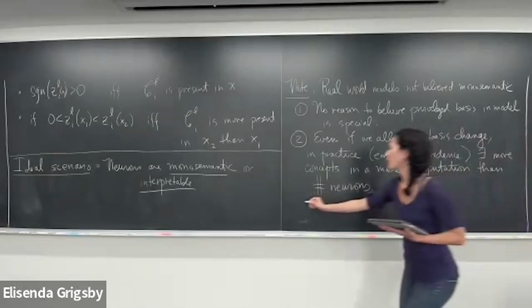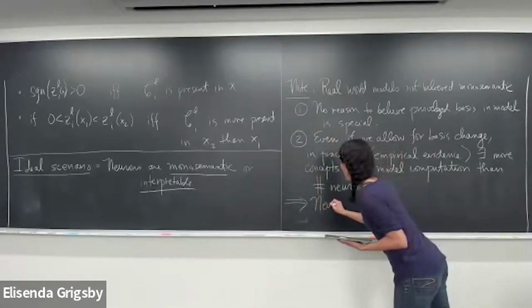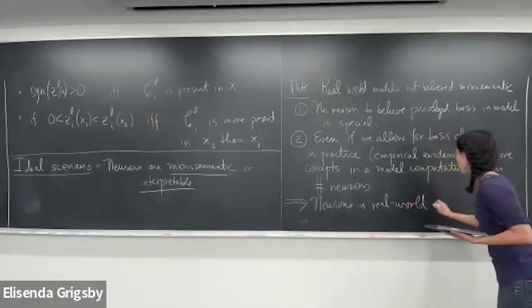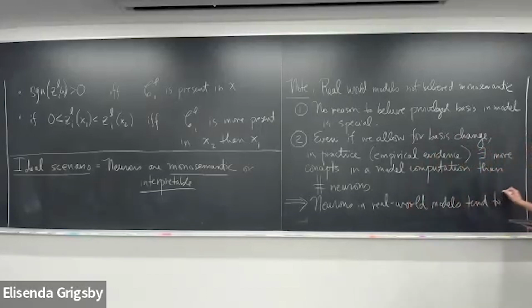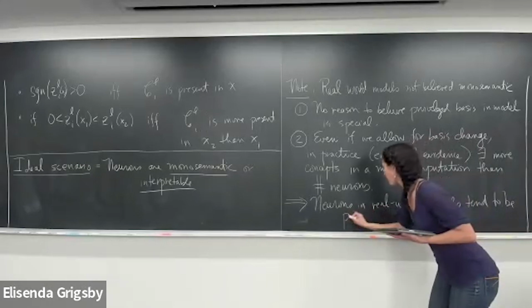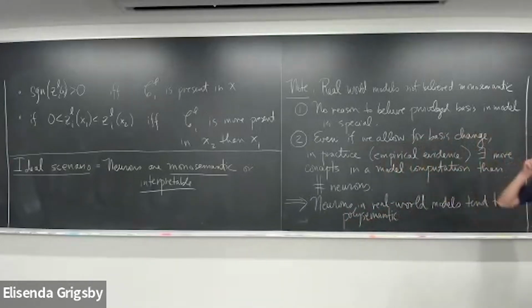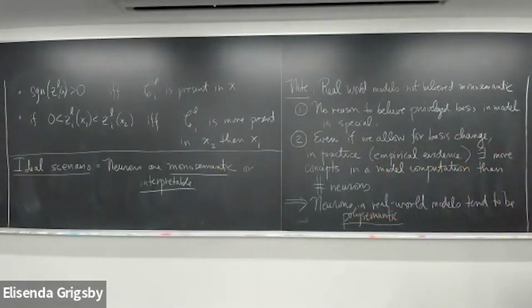Okay, so just kind of using our terminology. So neurons in real world models tend to be what's called polysemantic. So again, many of the things that I'm saying are informal, because a lot of the discussion in the literature so far is informal and based largely on empirical evidence and not so much on theory.